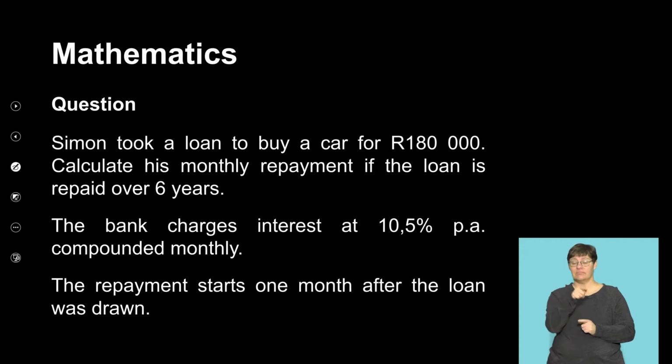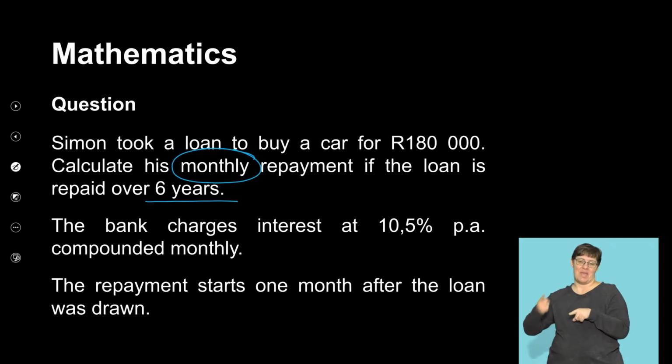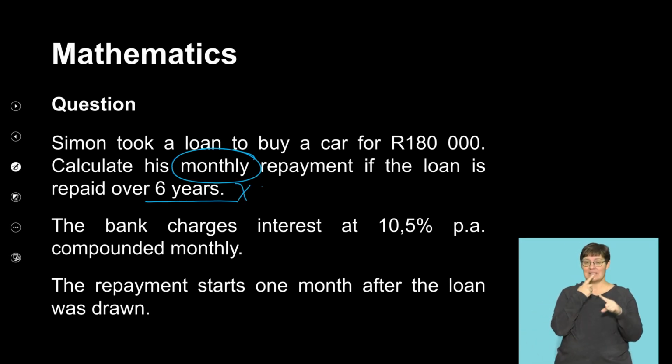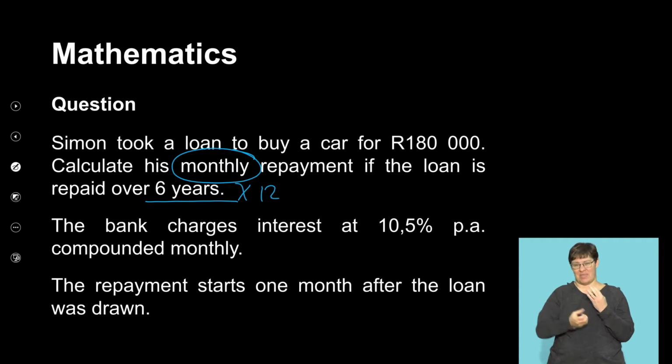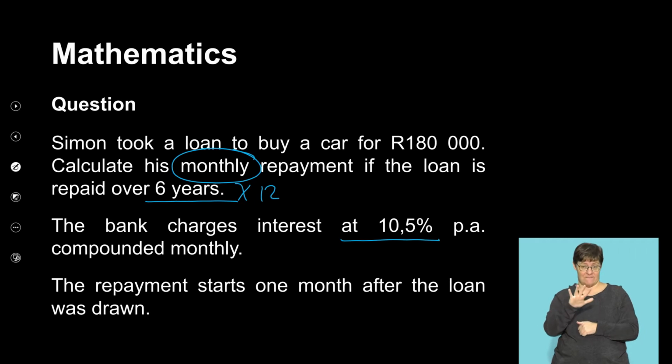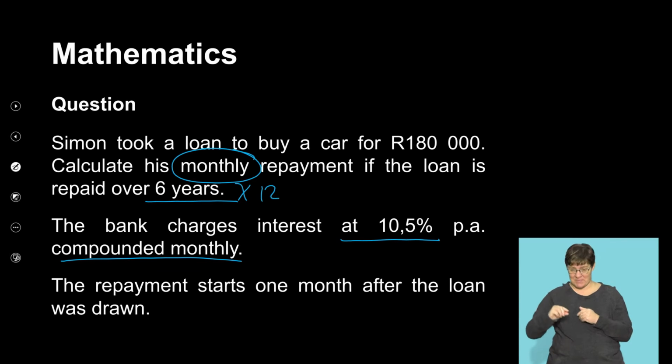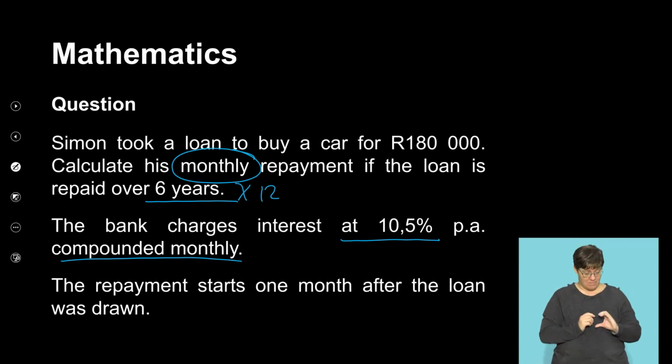Now, Simon took a loan to buy a car for 180,000. That's a nice car, I'm sure. Calculate his monthly repayment if the loan is repaid over 6 years. Now, we need to know that a loan is normally paid on a month-to-month basis. So for 6 years, we're going to multiply this by 12 in order to get how many months he's paying this for. The bank then charges the interest at 10.5% per annum, compounded monthly. Then the repayment starts 1 month after the loan was drawn.